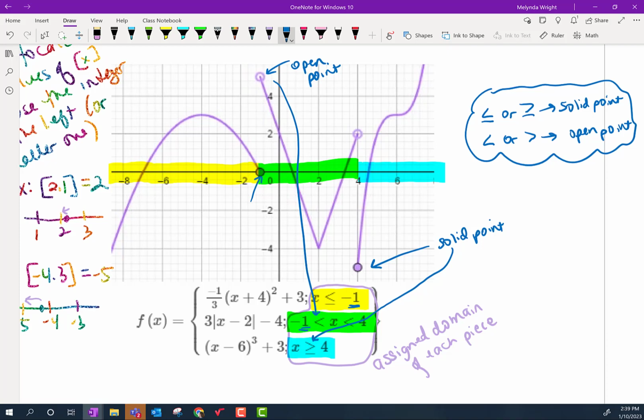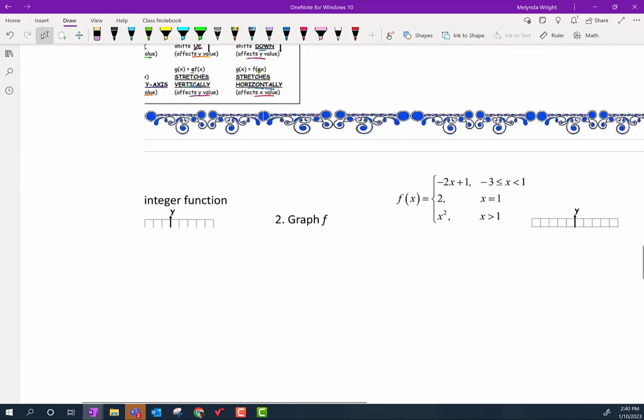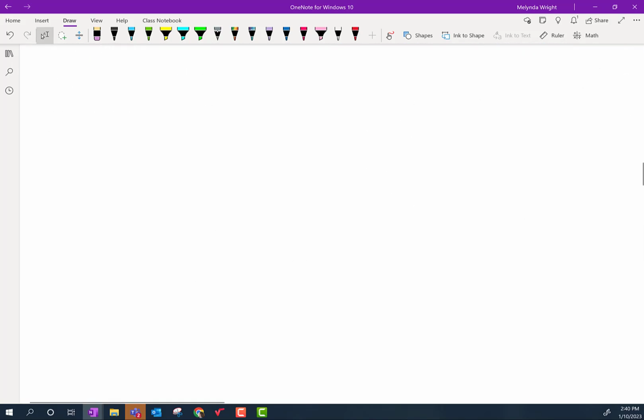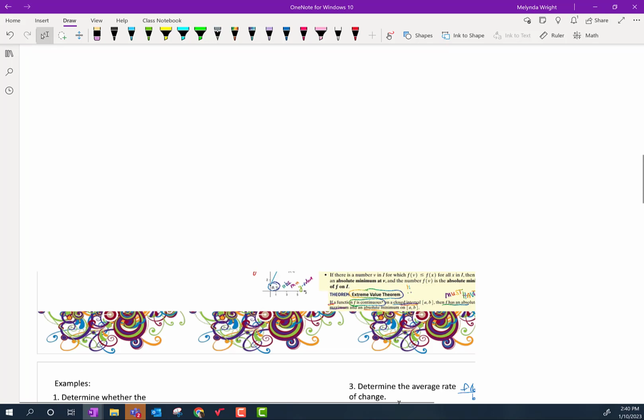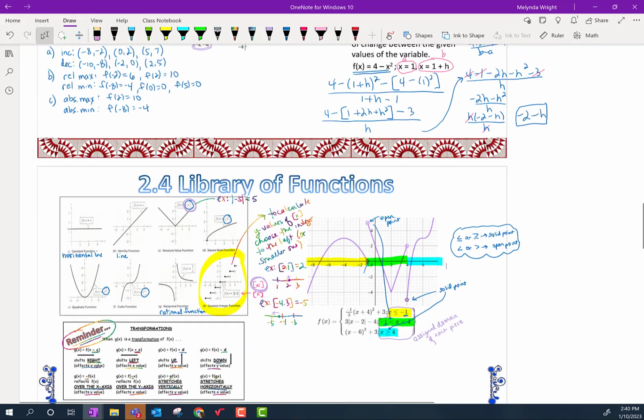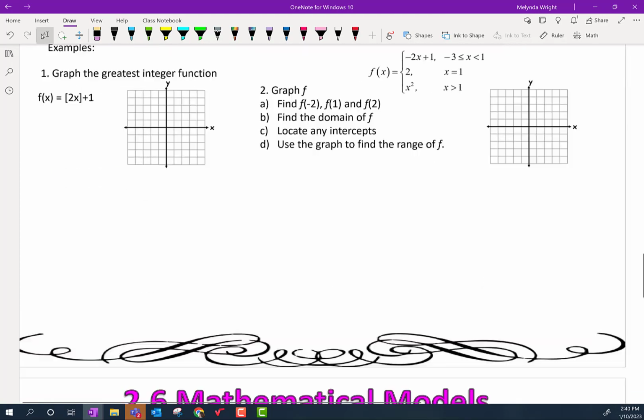Okay. So we have a couple of examples on the next slide where we're going to graph the greatest integer function and a piecewise function. The greatest integer function is, I'm just going to be perfectly honest, one that drives some students crazy. It's a little weird.